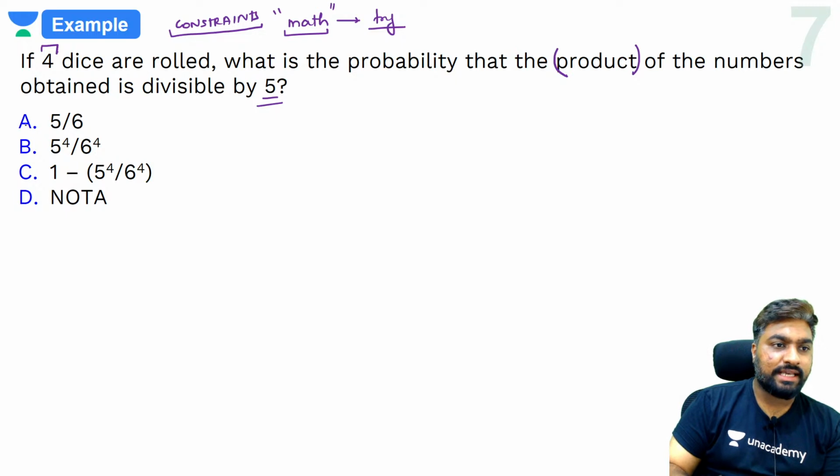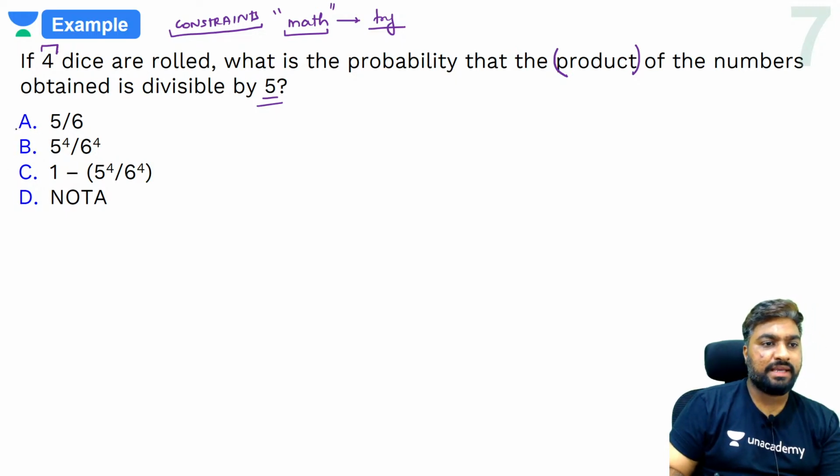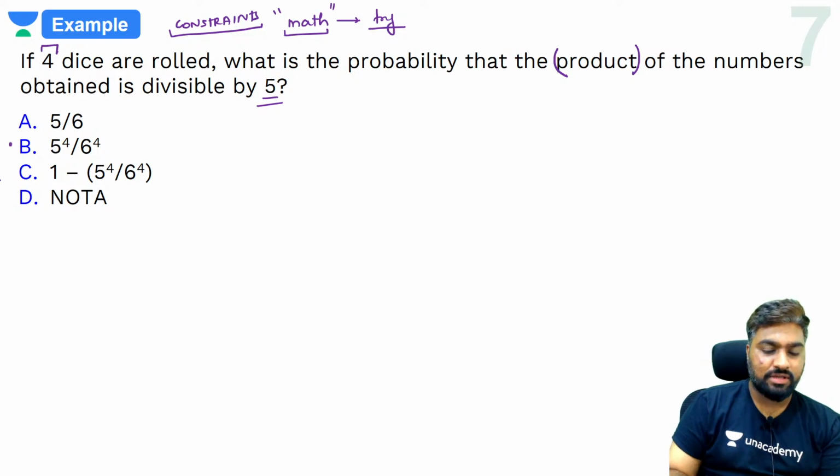Okay, Ajay Kumar says B. 5 to the power 4 by 6 to the power 4. Very good. Okay. Others?